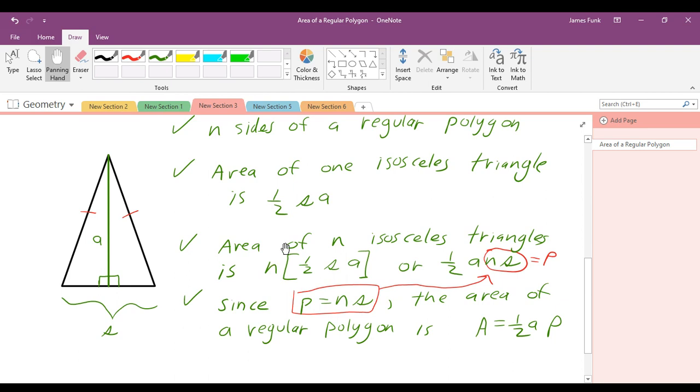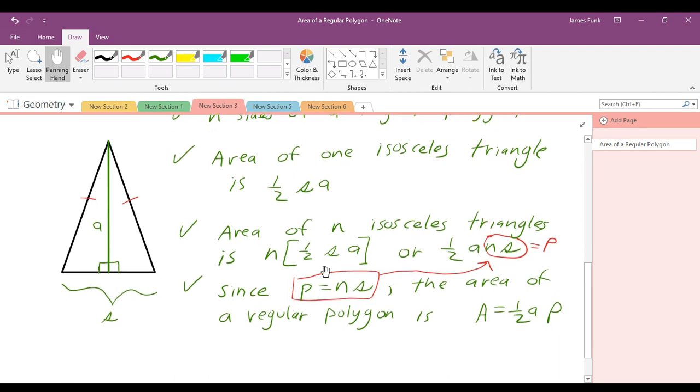But now remember, we got n of those isosceles triangles. So the area of n isosceles triangles is n times the area of one of them. Remember, the area of one of them was 1/2 times S times A. Now, if we got n of those, we have n times 1/2 times S times A. Now, if we just rearrange those four numbers a little bit, we'll have this expression here, 1/2 times A times N times S. I just rearranged these four numbers, put the 1/2 out front and switched around some of the numbers inside.